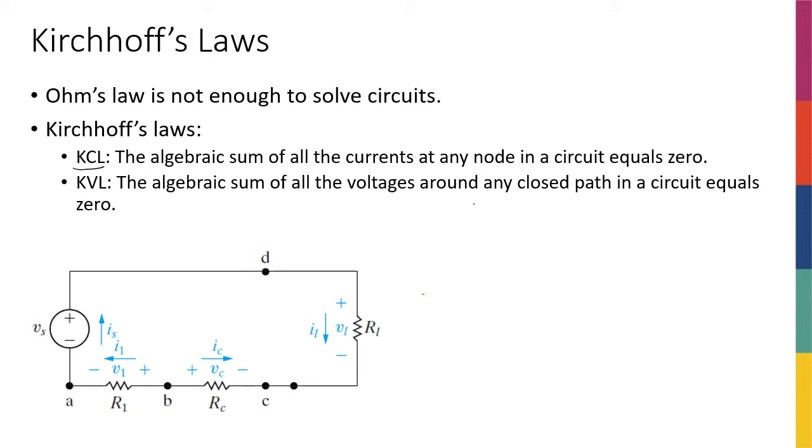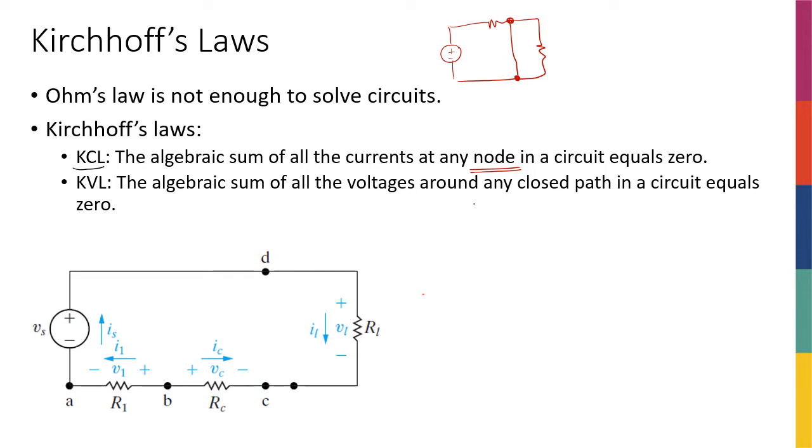So the KCL says the algebraic sum of all the currents at any node. So what is a node? We're going to define it officially later, but a lot of you might have the impression that a node is where we have some sort of an intersection in our circuit. Like if I have, let's say, a voltage source, some resistor, another resistor, here's a node, or here is a node. But the definition of a node is basically any part of a circuit where two or more component terminals are connected to each other.